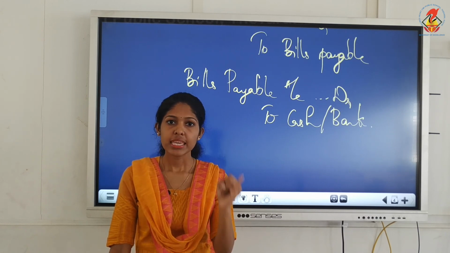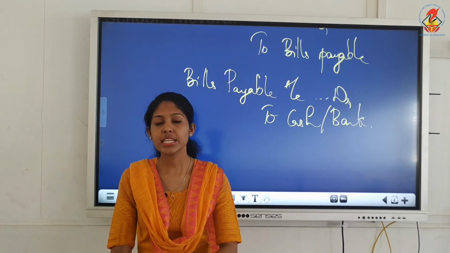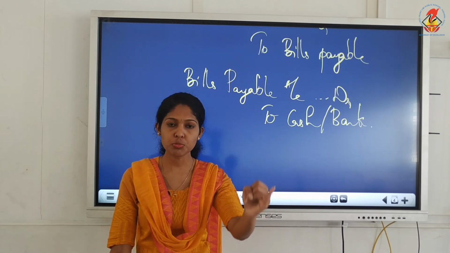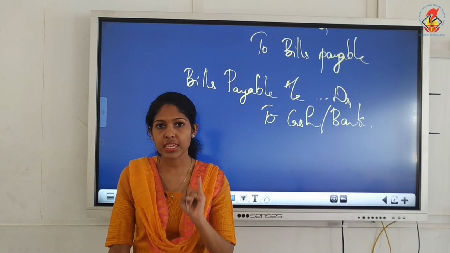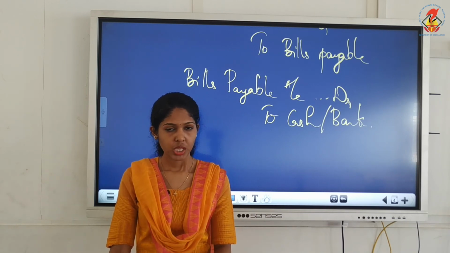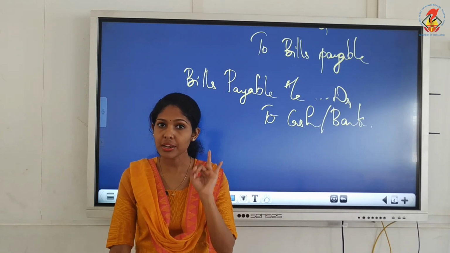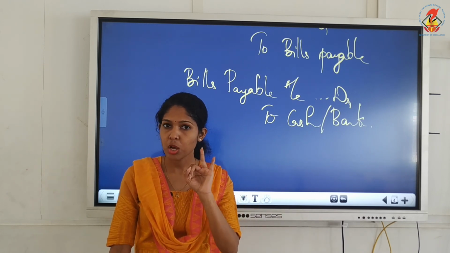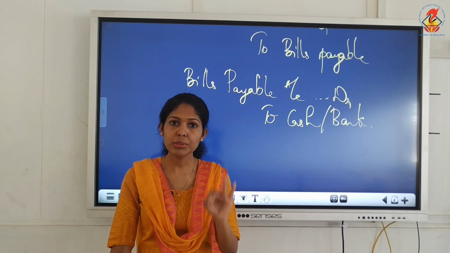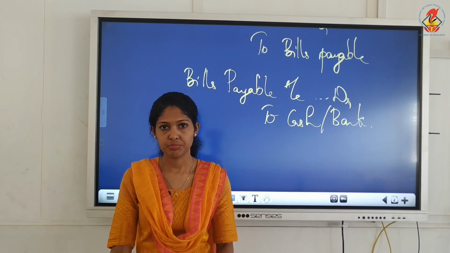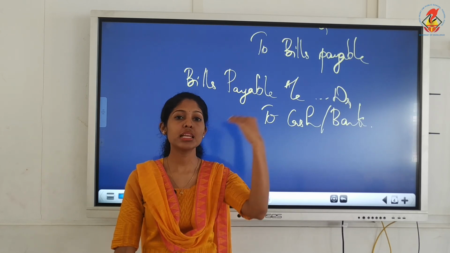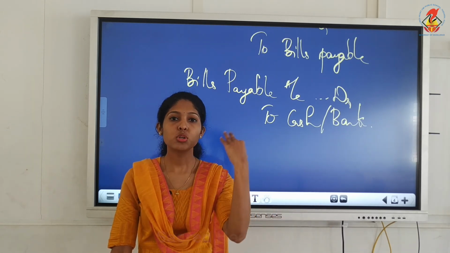First option is he can retain the bill till the date of maturity. That means the firm A Limited can wait for Rahul to make the payment. Till the due date they can wait. That is one option. Second option is if they are in need of money, they can go to the bank and get it discounted. So second option is bill discounting. Third option is they can endorse this bill to their creditor or to a third party.